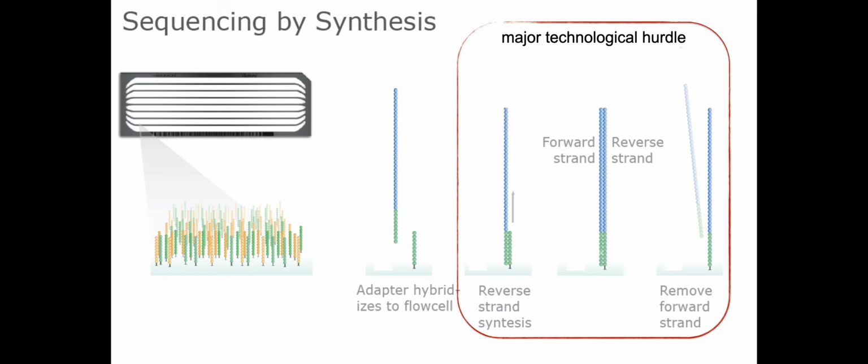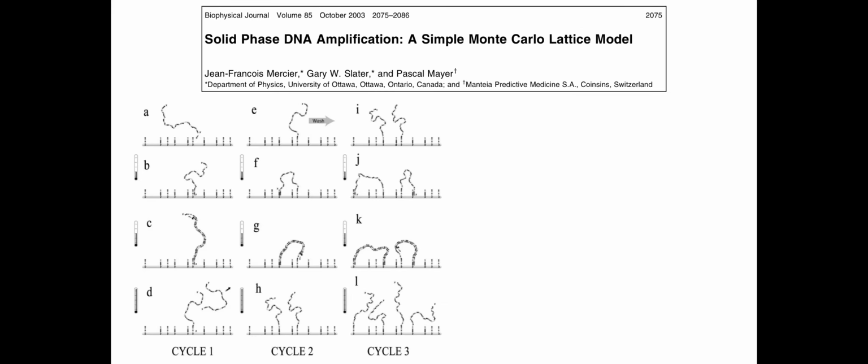So how to get around this technological hurdle was a real issue for Illumina. They had their reversible terminating nucleotide, great. They had their modified polymerase that could incorporate it, awesome. But they needed some way to get around the fact that single molecule sequencing really wasn't possible at the time. That's where Pascal Mayer's group comes into the picture.